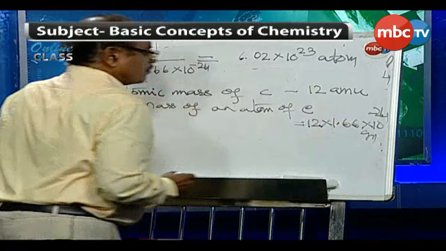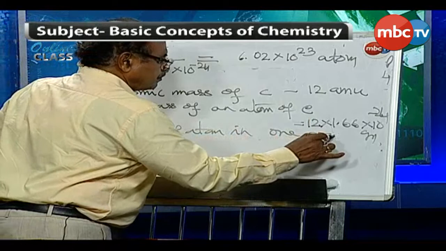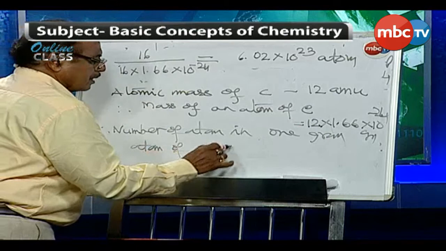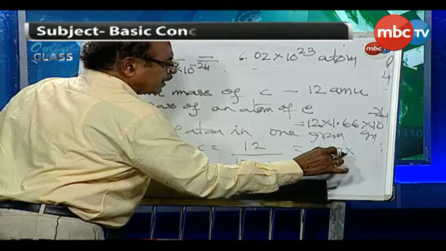Therefore, the number of atoms in 1 gram atom of carbon is 12 by 12 into 1.66 into 10 to the power minus 24, which will come to again 6.02 into 10 to the power 23.